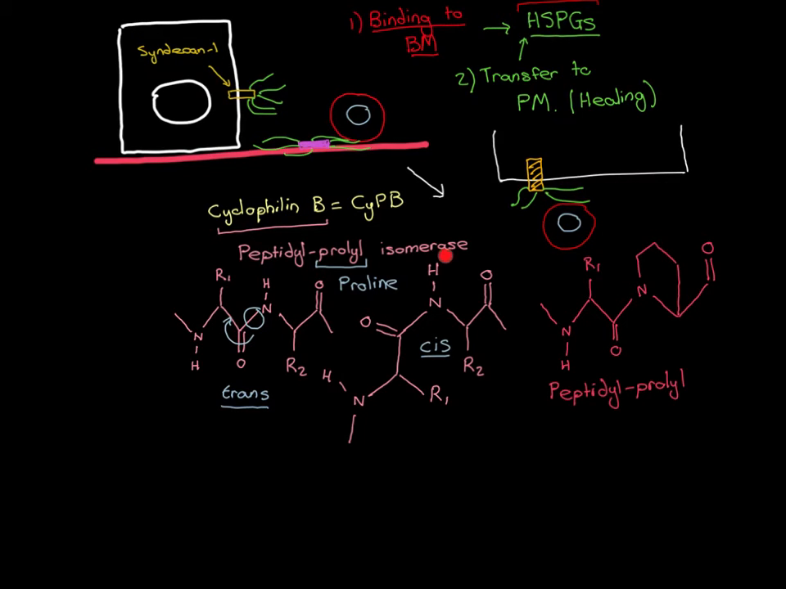And these enzymes then, quite simply, they twist the protein around. They change these peptidyl prolyl links from the cis to the trans, or from the trans to the cis. They move them in between these 2 conformations.